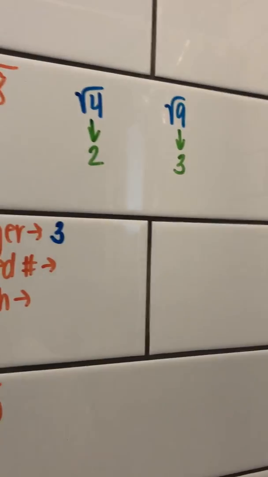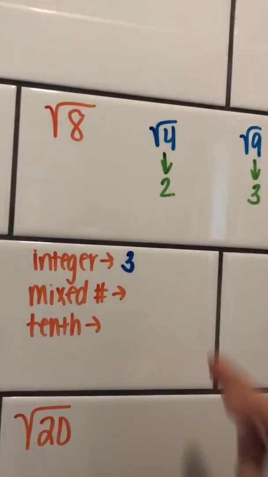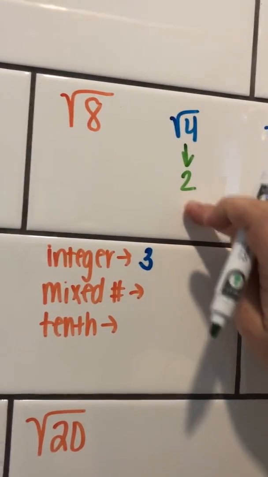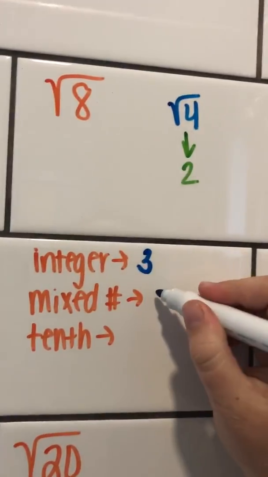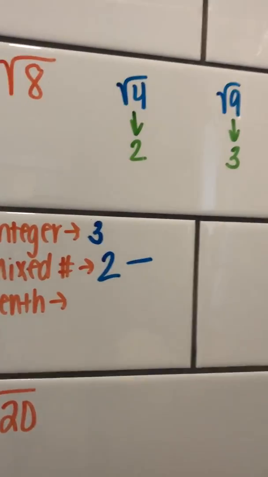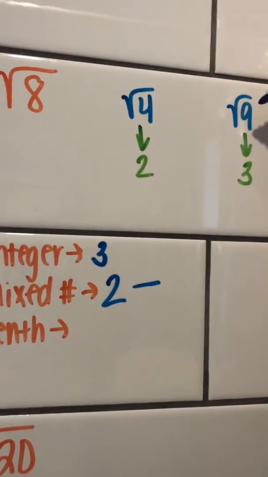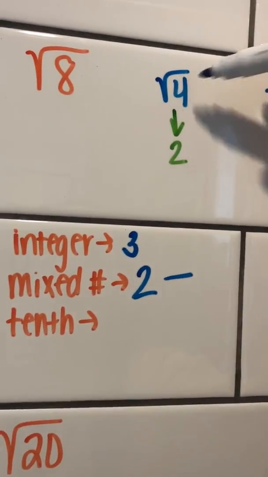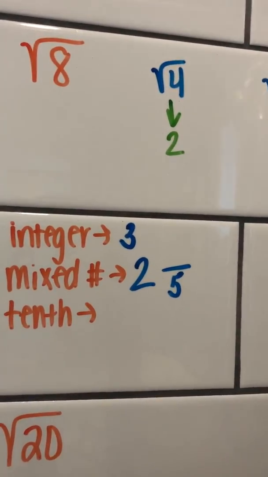Now for my mixed number, the whole number inside of the mixed number that I'm going to use here is going to be 2. I'm going to use the lower end of my number line here. So I'm going to use 2. Well, 2 and what? I need the fraction part still. Remember, we subtracted those blue square roots that I'm using. So 9 minus 4 is going to give me 5. That's going to be my denominator.